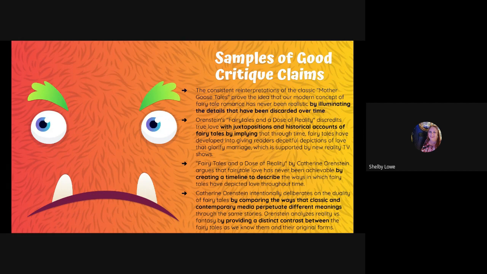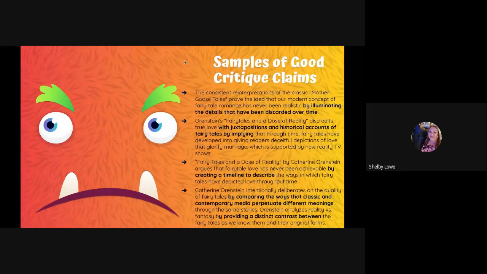Okay, and finally, the last one says, Catherine Ornstein intentionally deliberates on the duality of fairy tales by comparing the ways that classic and contemporary media perpetuate different meanings through the same stories. Ornstein analyzes reality versus fantasy by providing a distinct contrast between the fairy tales as we know them and their original forms. So this person kind of did a double sentence here, but both say the same thing. They're going to be comparing and contrasting contemporary media and the original formats.